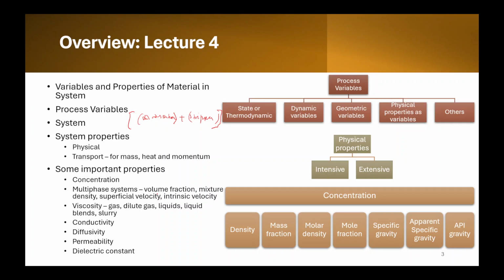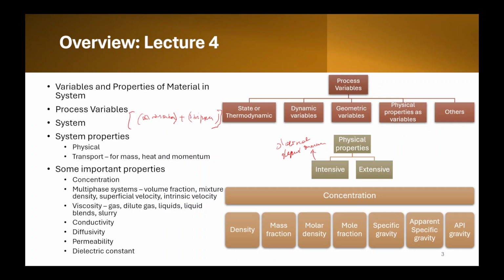Next, the system properties such as physical and transport properties were discussed. Physical properties can be either intensive or extensive. Intensive properties are those which do not depend on mass or size, and extensive properties depend on mass or size. The transport properties are defined for mass, heat, and momentum transport.